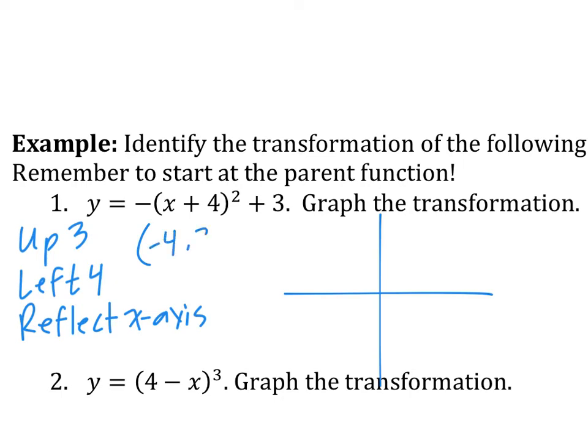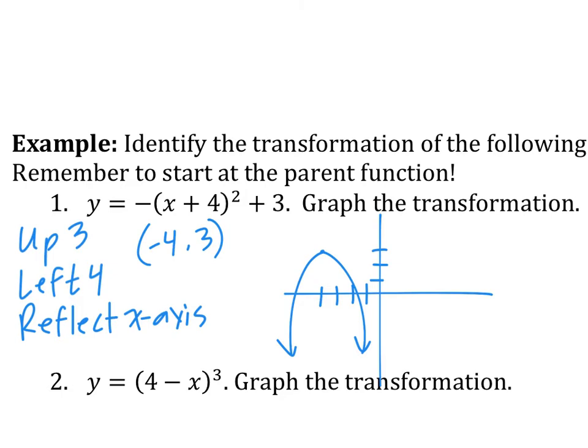Negative 4, 3. So we want to just go to negative 4, 3 and then draw the parabola. There's a negative, that means it reflected over the x-axis, so then just have it point down. This would be the fastest way.